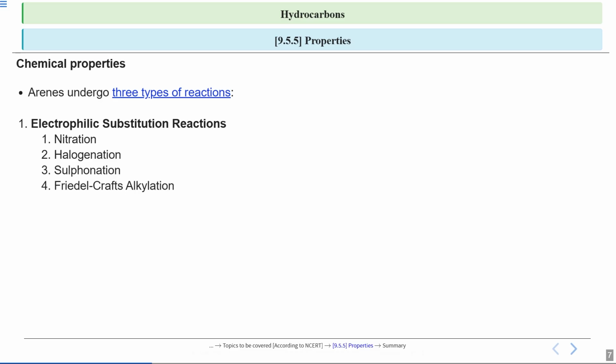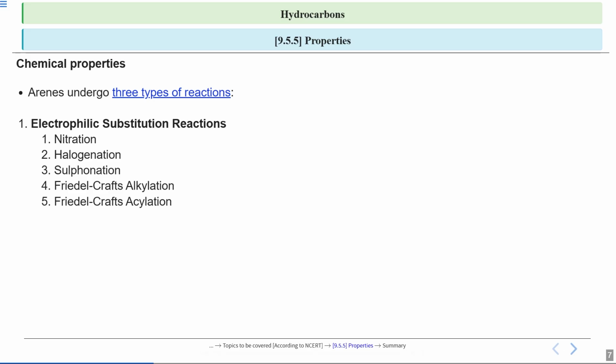Friedel-Crafts alkylation. So, this is a process in which you add an alkyl group like methyl or ethyl to the benzene ring. This reaction uses an alkyl halide and a catalyst such as aluminium chloride. It is widely used to make chemicals for plastics and fuels.